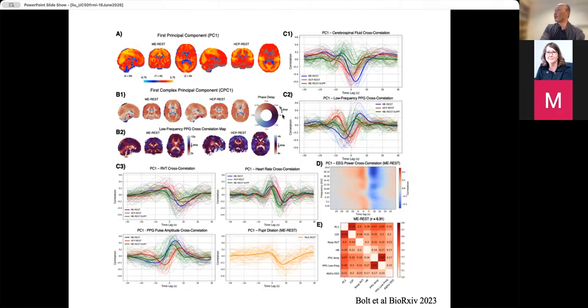These are just some examples showing that PC1 is a proxy for the global signal in this paper, but you can correlate with heart rate, respiration, pulse amplitude, pupil dilation. So just the idea that everything is correlated with everything else.